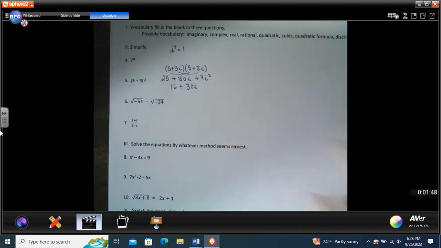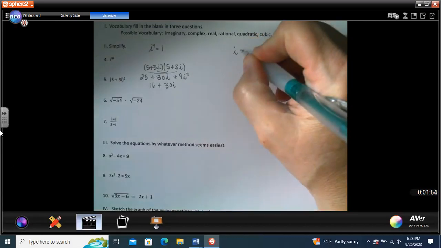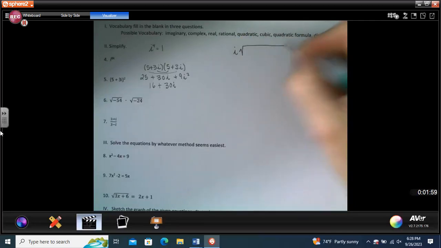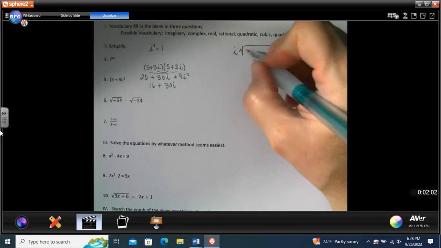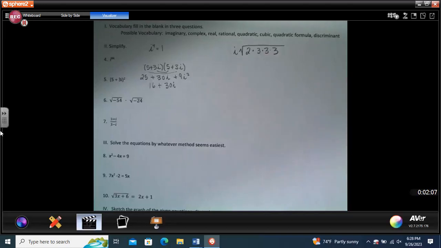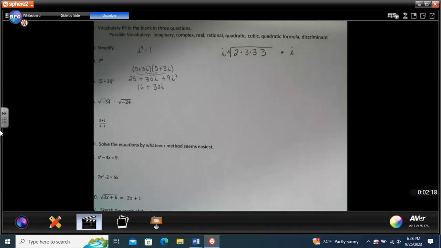So 54, here's the way I like to do these problems. 54 is -54, the square root of -54. I take out the i first. And then 54 is 2 times 27. So it is 2 times 3 times 3 times 3, because 27 is 3 times 3 times 3. And then -24, again, we take the i out, okay? And 24 is 3 times 8. And 8 is 2 times 2 times 2. So 3 times 2 times 2 times 2.